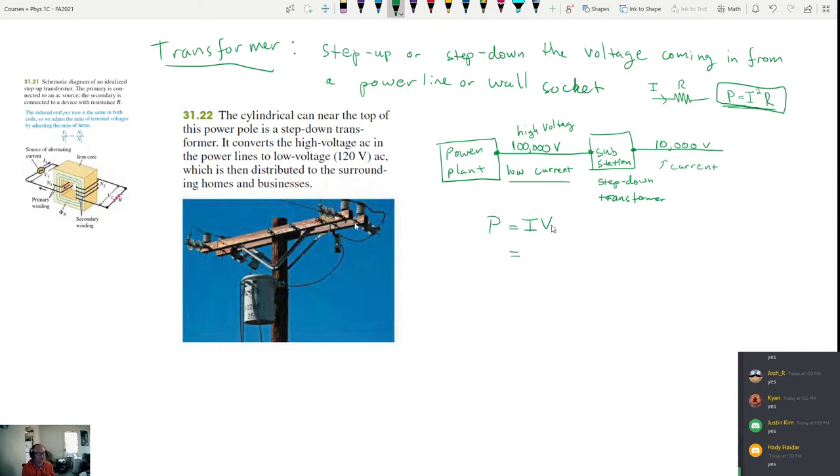So if you have a voltage of 100,000 volts, I'm not even going to put numbers in here because I think you can see it from the equation. The point is that if the voltage goes down by a factor of 10, the current has to go up by a factor of 10, right? So if the current here was, let's say, 1 amp, what's the current over here now going to have to be?